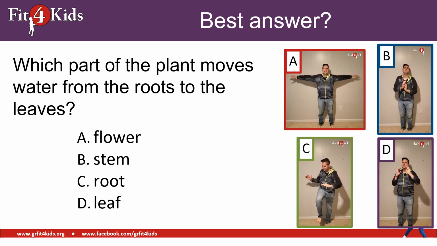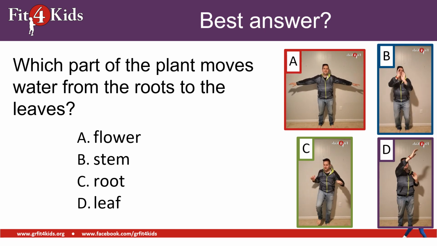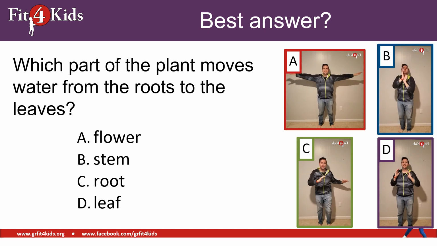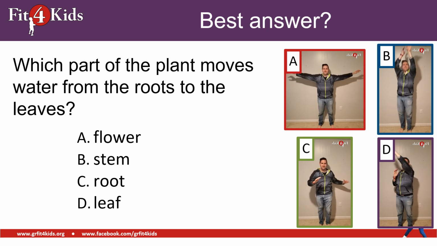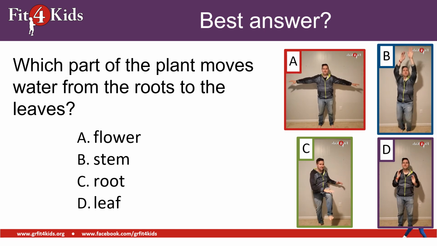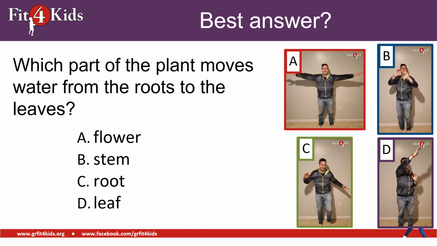Which part of the plant moves water from the roots to the leaves? Is it A, flower, B, stem, C, root, or D, leaf? The part that connects the roots to the leaves is the B, stem, basketball shots.